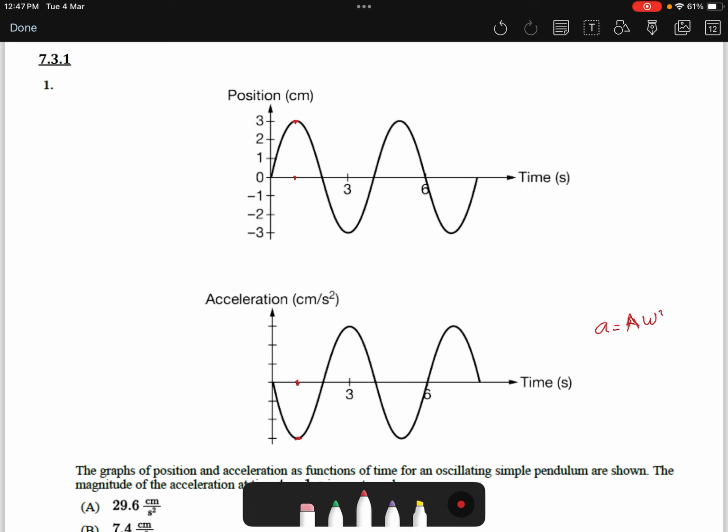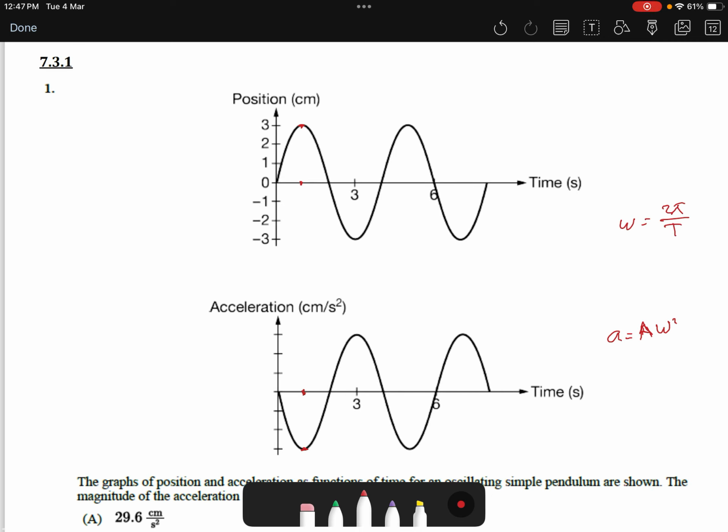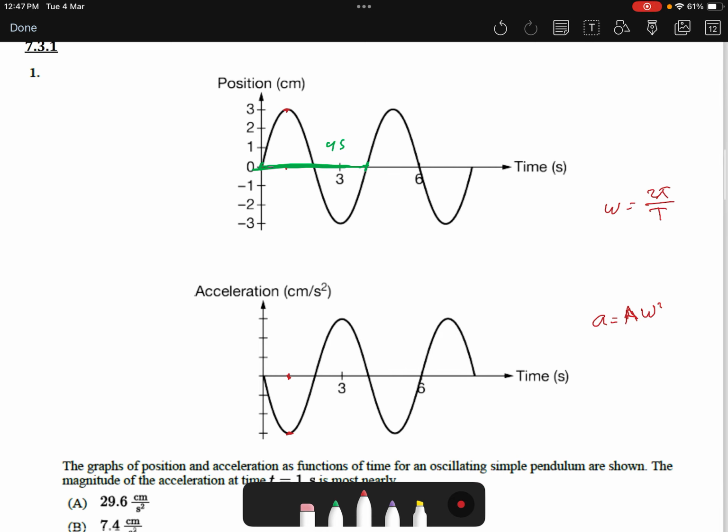Now, but what is omega? We know that omega equals 2 pi over period. So what is the period? The period is 4 seconds. If you look at this graph, this is one complete wave. This is the green one. That is 4 seconds. So period equals 4 seconds. Omega equals 2 pi over 4. That means pi over 2.